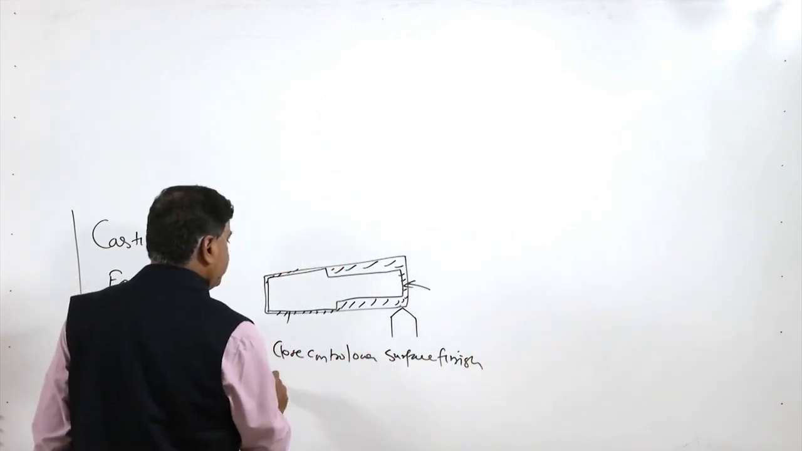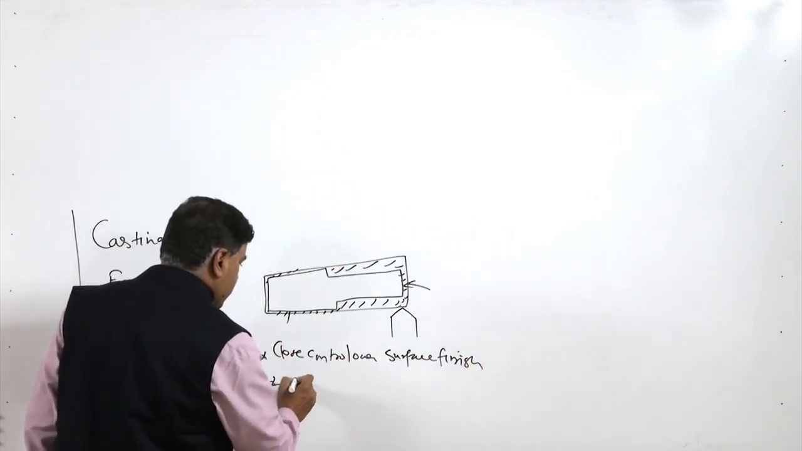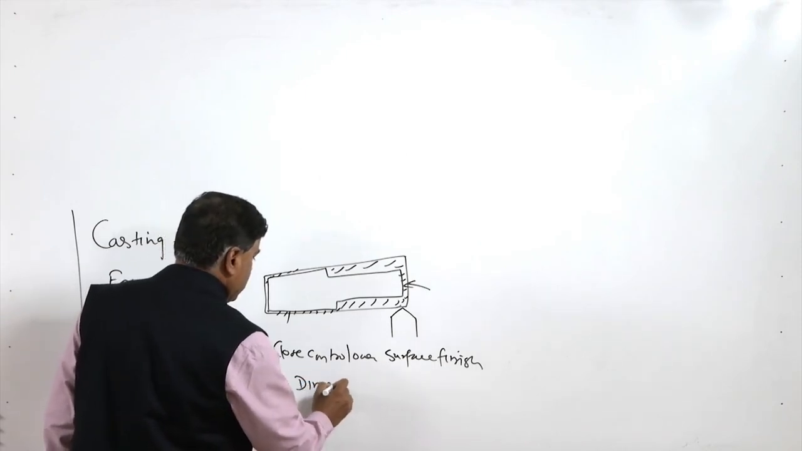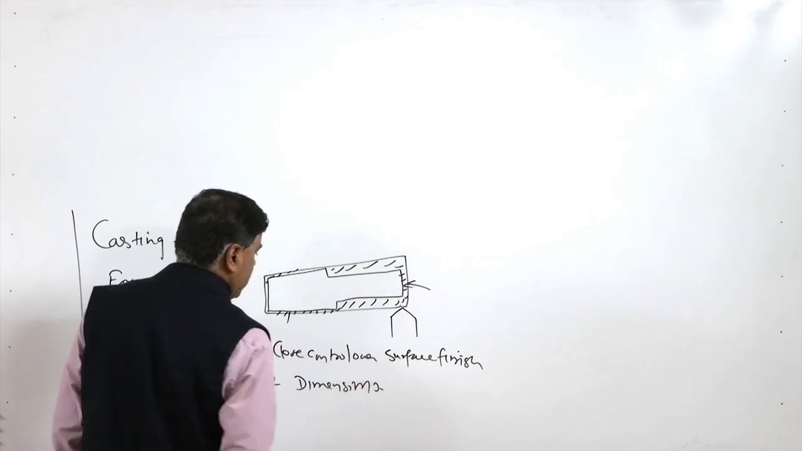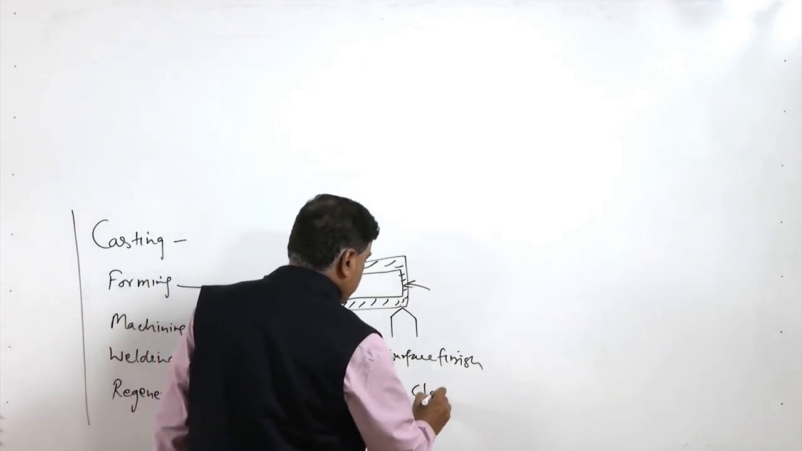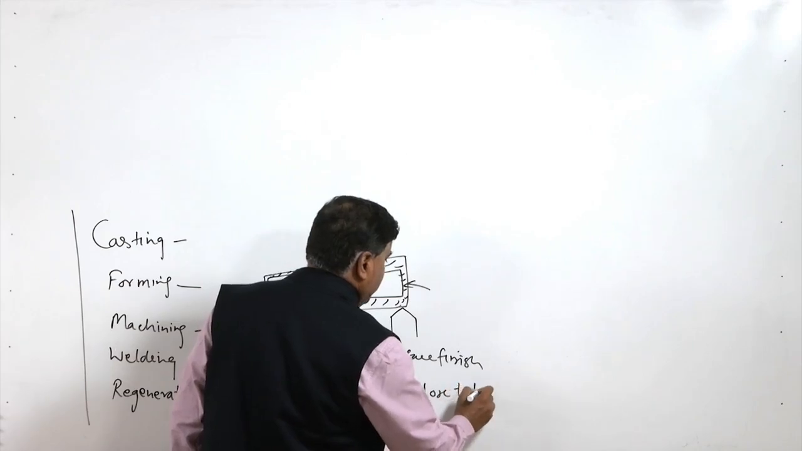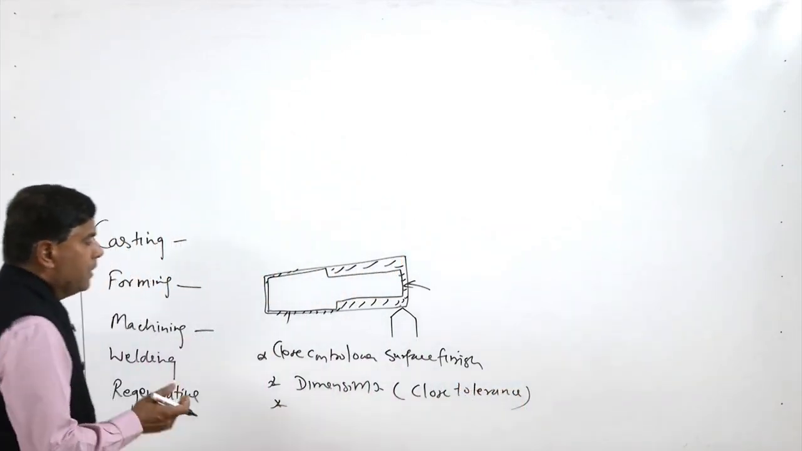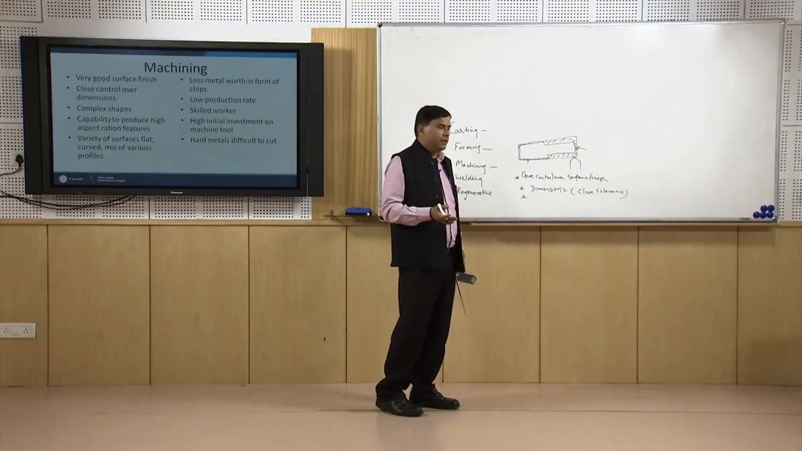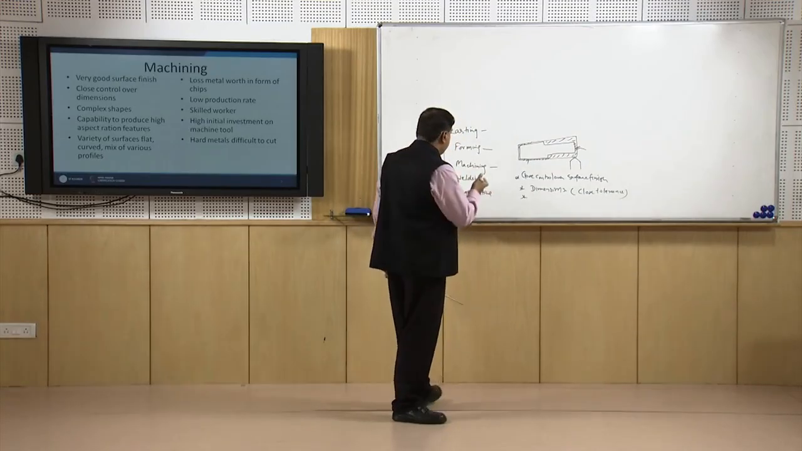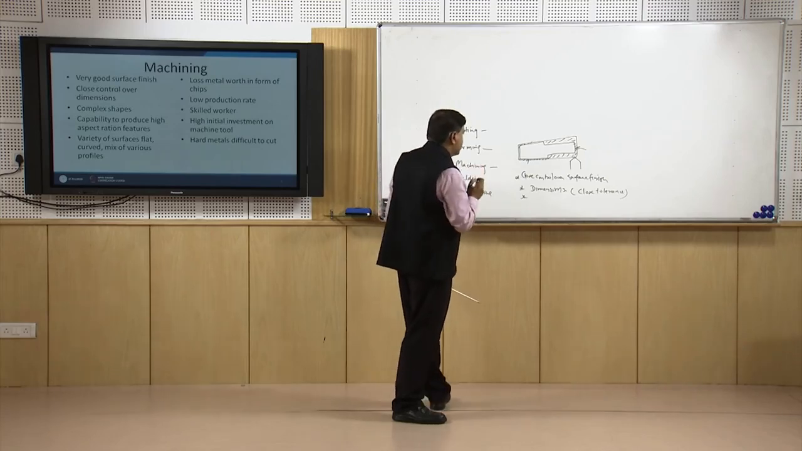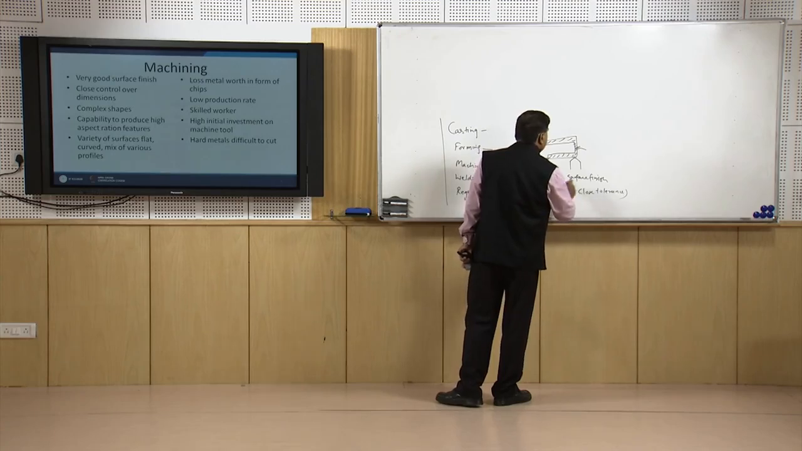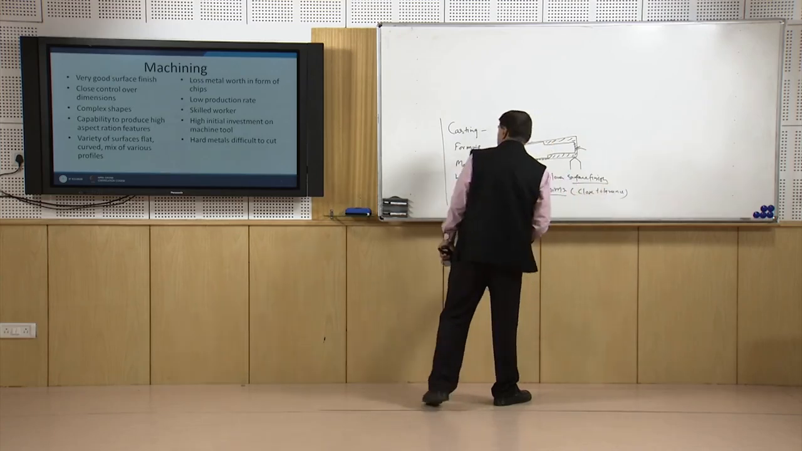This is one, and very close control over the dimensions. So, very close tolerance can be maintained using the machining process. That is why most of the formed components or the cast components are processed through machining, so that the desired control over the dimensions and the surface finish can be achieved.